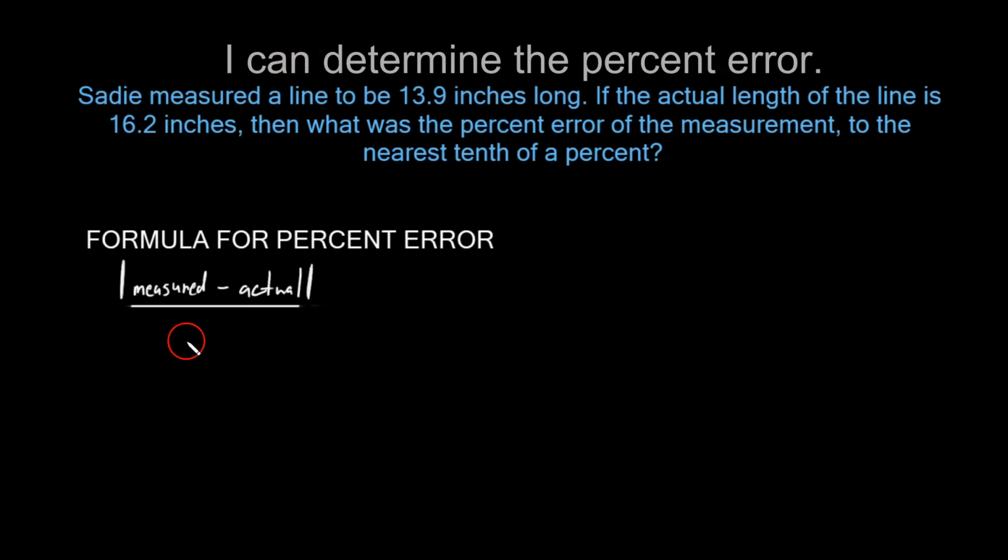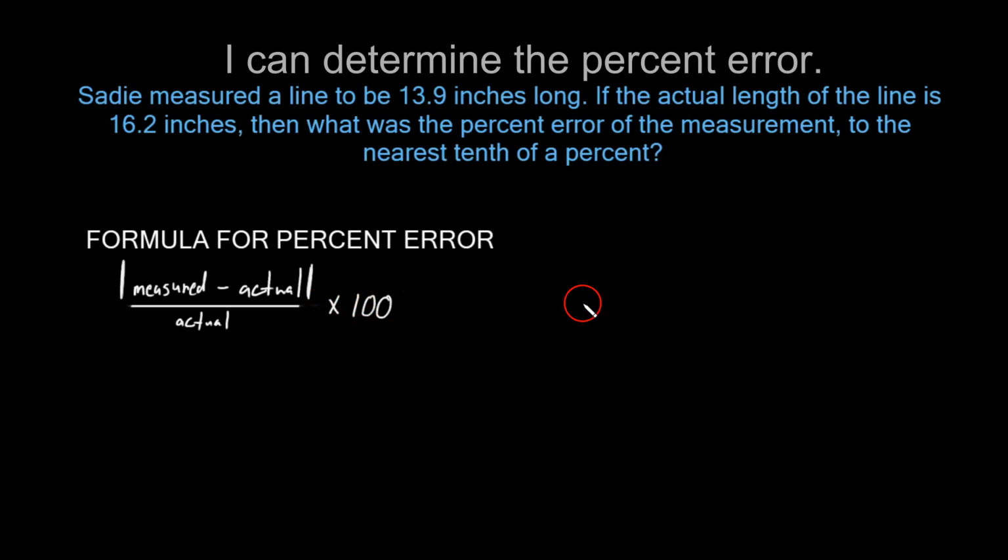And we're going to find the percent error by taking this difference between the measured and the actual length, and we're going to divide it by the actual length. So the percent error is the ratio between the difference of the measured minus the actual to the actual, and it's that ratio. And to make it a percentage rather than just a decimal, we're going to multiply it by 100.